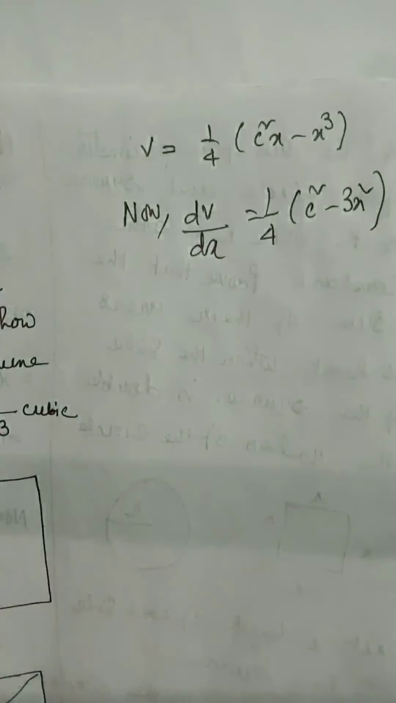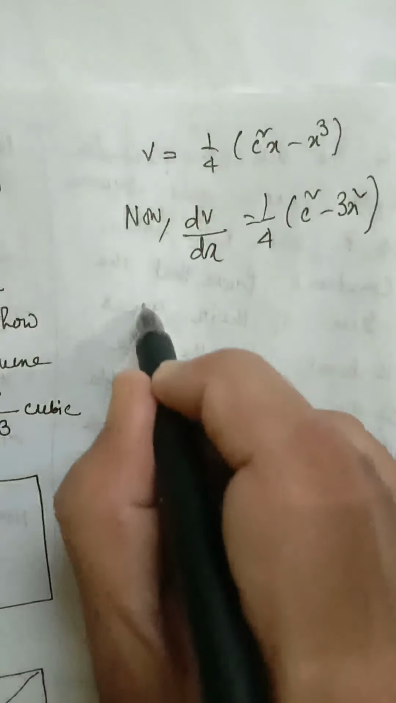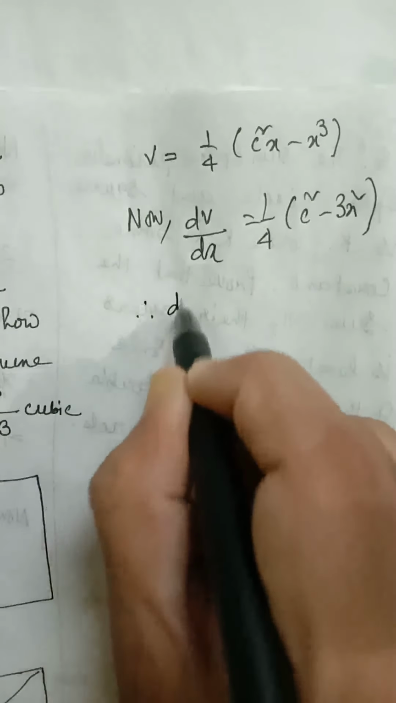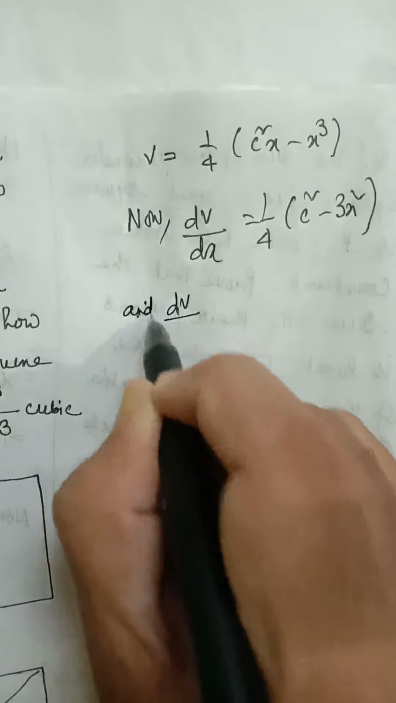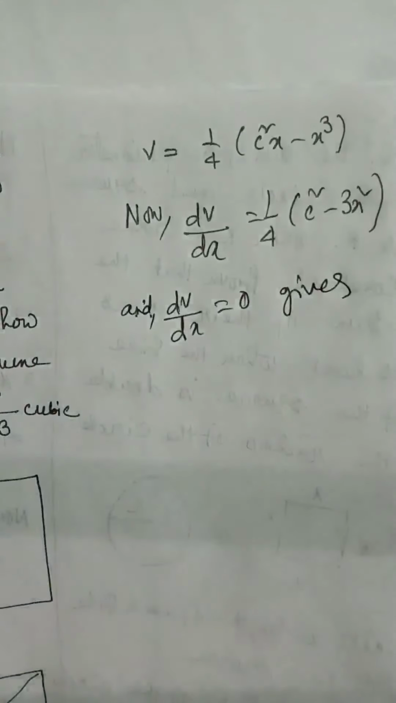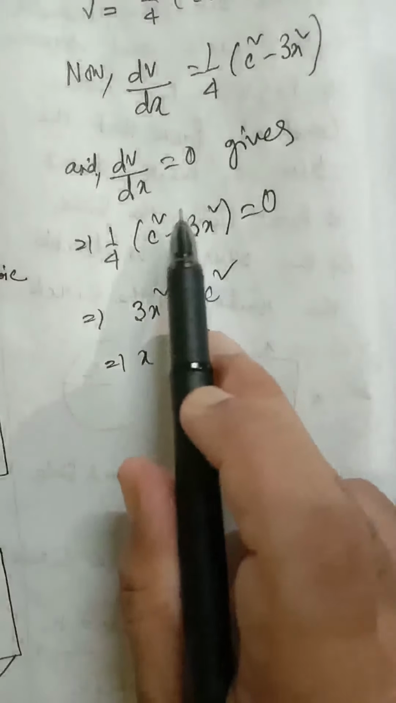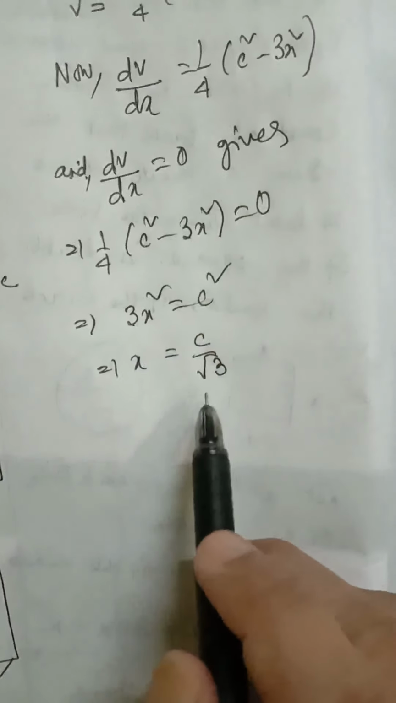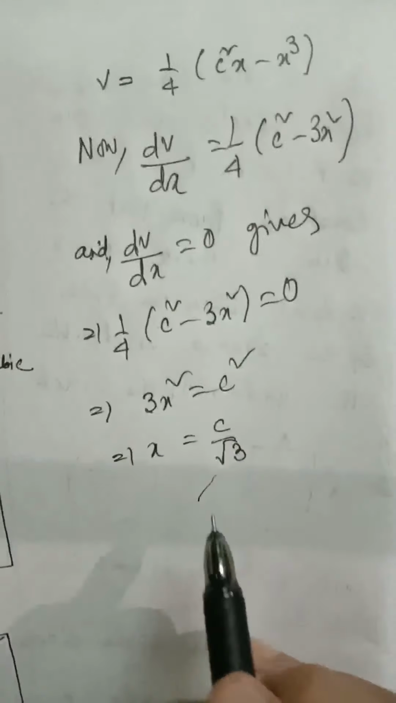Now we have to find the stationary point. For that, dV by dx equal to 0 gives x equal to c by root 3. This is our stationary point.